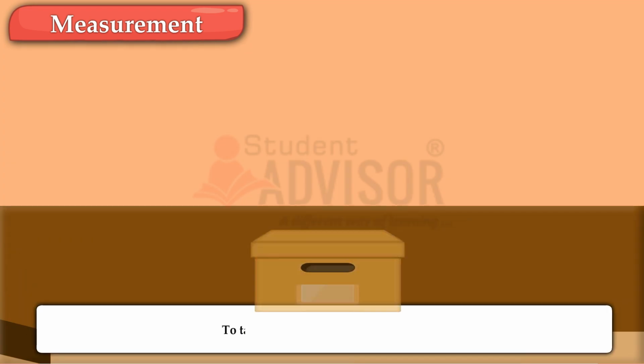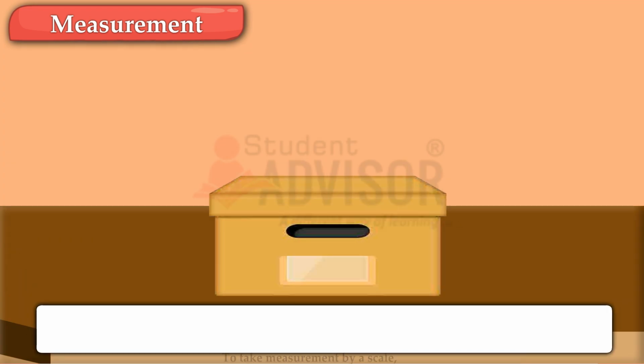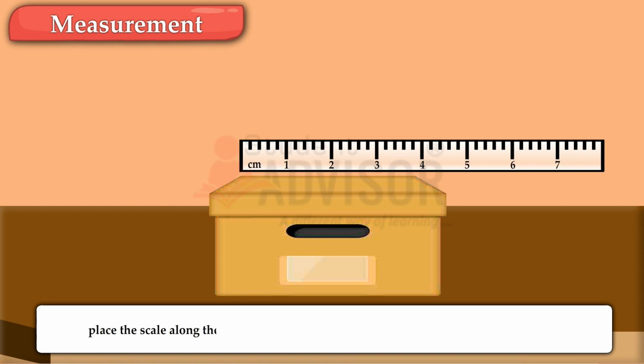To take measurement by scale, place the scale along the object in such a way that the zero mark of the scale coincides with the left end of the object. The length of the object is then obtained by reading the scale division coinciding with the right end.